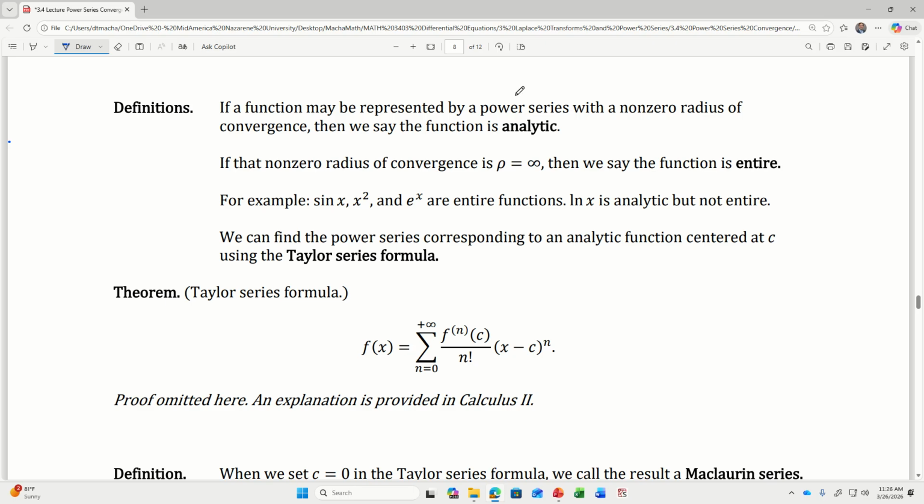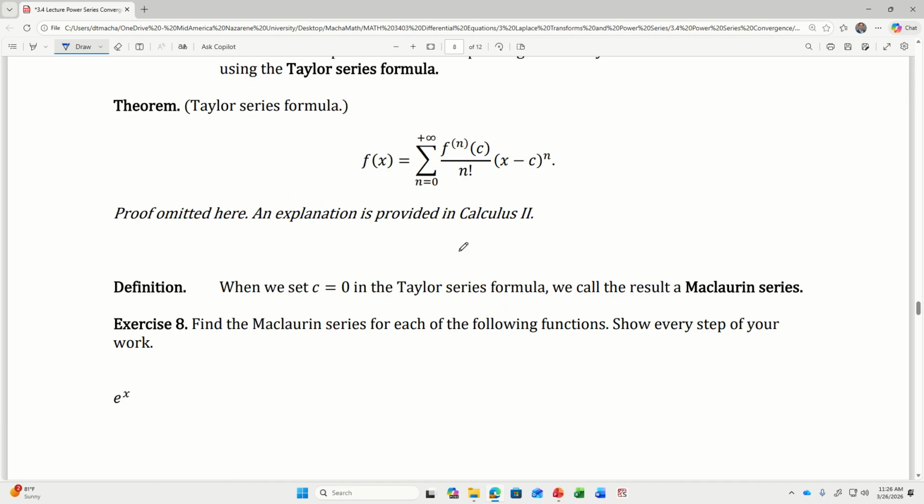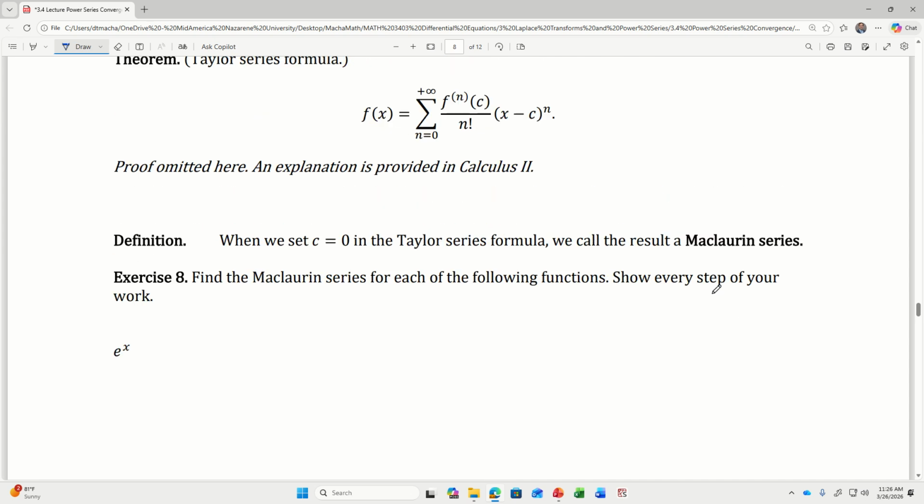And if you set the center of the power series to 0 in the Taylor series formula, we call it a Maclaurin series. So if I wanted to, I could find the Maclaurin series of e to the x. Because what's the derivative of e to the x? Yeah, and that's true for every derivative of e to the x. That's what makes it really easy.